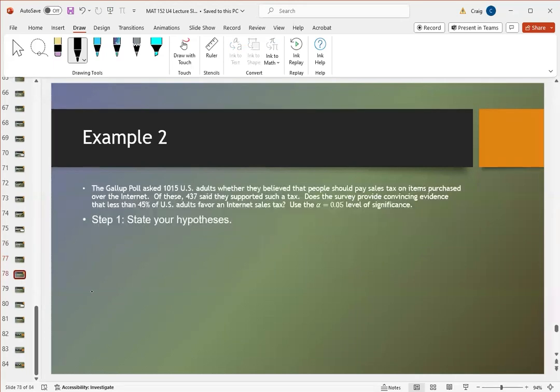And so first, let's start with our hypotheses. Okay, I missed the number up there. Let's start with our hypotheses. The null hypothesis is that the proportion is equal to 0.45. The alternative is that it is less than 0.45. And so remember, this is the proportion of people who favor a tax, right? These are the proportion who said yes. Again, we have to find our sample proportion. So let's do that in the next part.